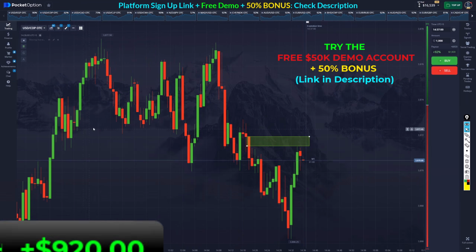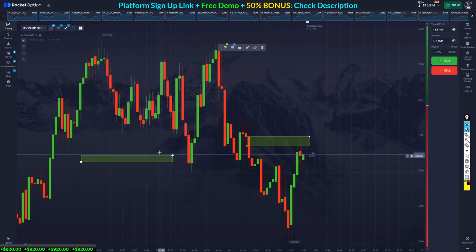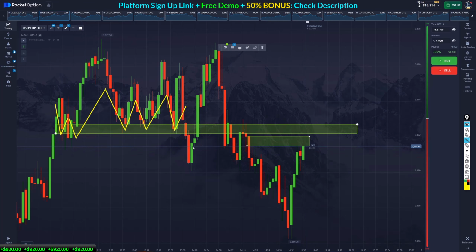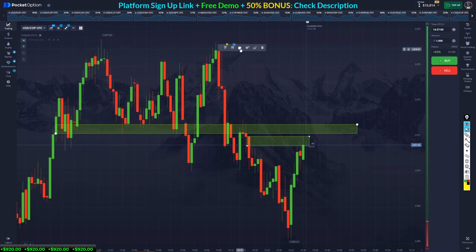As you can see, we have a very respected support area somewhere here. Market used to respect this area very much. A fake out, comes back again, finally a breakout happens right here. So we have one decision point right here, which price rejected. And then after that, we have this one right here.